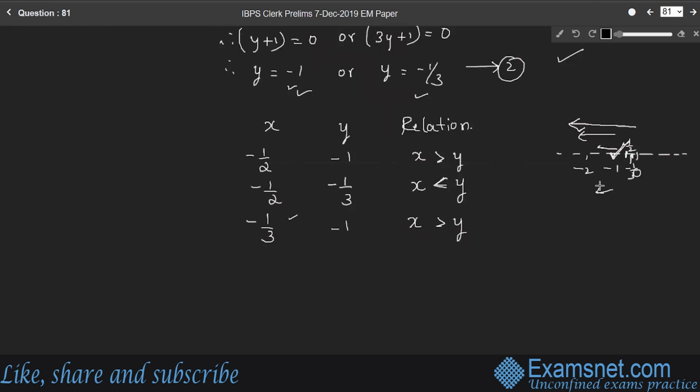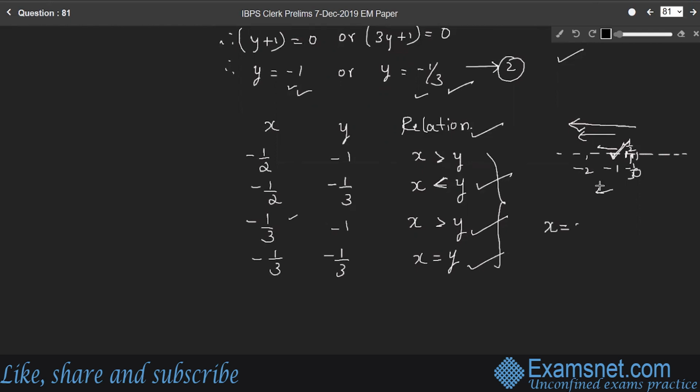Right? If x is minus 1 by 3 and the next value of y is minus 1 by 3, then x is equal to y. So compare the relation. Here x is greater than y. Here in the third case also x is greater than. So x is equal to y. But in one case x is less than y. Right? So we cannot establish the relation exactly.